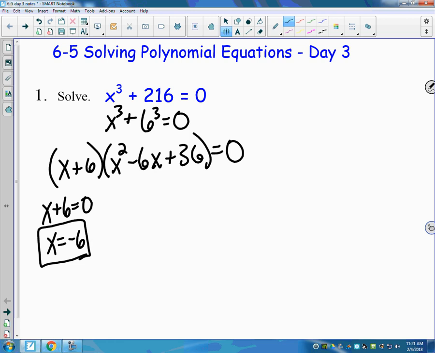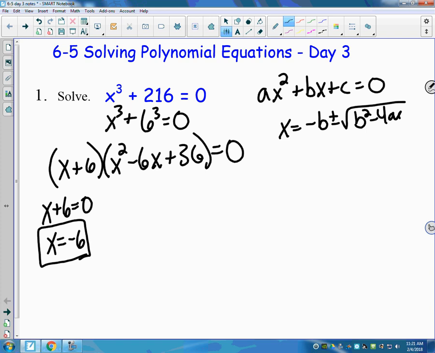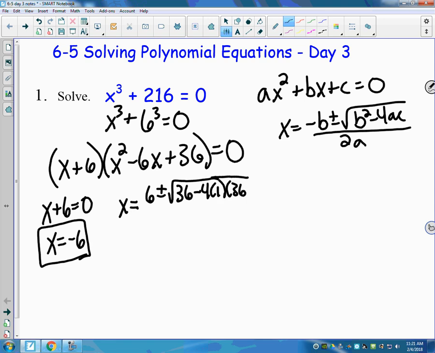That's why we leave it like that when we factor it, which means that I need to do the quadratic formula. Or I could complete the square, but I'm going to do the quadratic formula because I feel like that's what you guys are going to do. So remember, ax squared plus bx plus c equals 0. So if I do the quadratic formula here, x equals -b plus or minus the square root of b squared minus 4ac all over 2a. So if I plug that in here, I get 6 plus or minus the square root of 6 squared, which is 36, minus 4 times 1 times 36, all over 2 times 1.